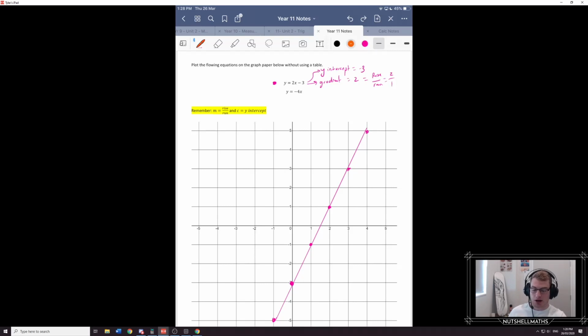So I want you to try and do the second line here yourself if you can, using the same logic.